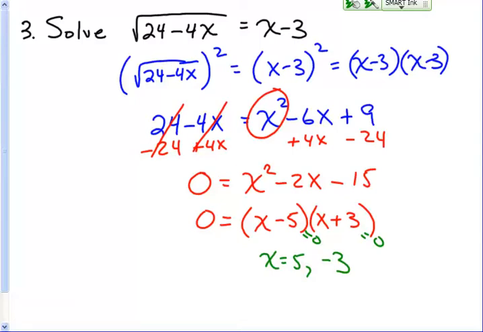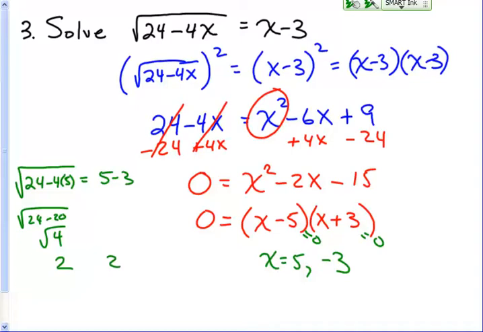Now, under a lot of circumstances, that would be our answer, but because it's a radical equation, we must check those answers, and we must plug them into the original equation. So if I check the 5, I get square root of 24 minus 4 times 5 equals 5 minus 3. This would be the square root of 24 minus 20, which is the square root of 4, which is 2. And over here I get 2. That checks out. So this answer, the 5, is good.